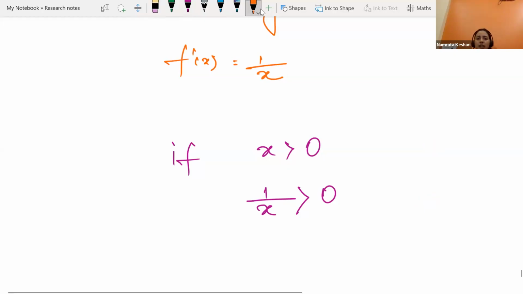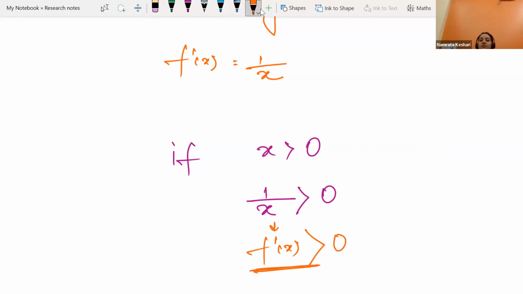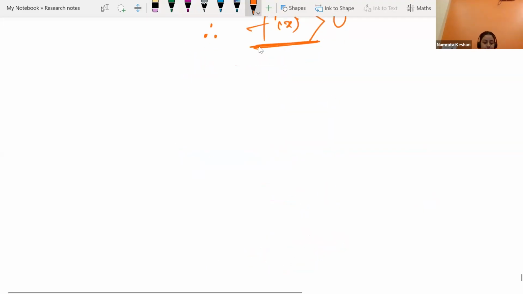Now 1 by x means f dash x. Is it so? 1 by x means f dash x, that is bigger than 0. Yes. Hence, this is an increasing function. Can we declare from here, Fatima? Yes. Any confusion? I know, ma'am. Let's move.